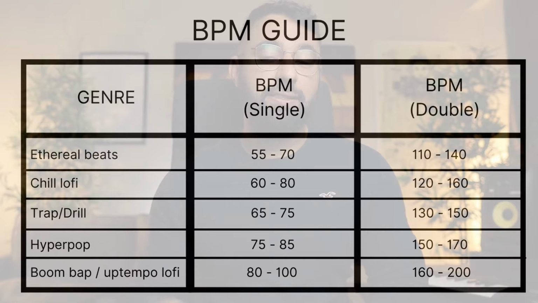Now you'll also notice that there is an additional column for double time. This is something that you might be wondering. Should I be producing in single time or double time? Which is best? This is something that I will also cover in this video as well. So let's start with the first idea, what genre you're trying to make. This is pretty self-explanatory. Just pick a genre that you feel like making and then move on to the next column.